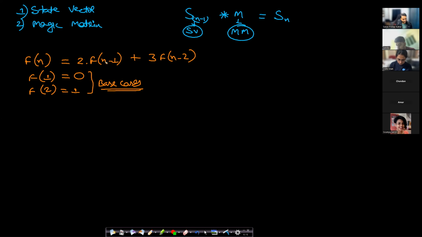It means it will be a 2 cross 2 matrix. No. State vector, right? How will it be 2 cross 2? If the state vector is what you have written here, s of n minus 1, and you write it as a column vector, then there will be two values. If you write a row vector as well, you have 1 cross 2. So it will be 2 cross 1: f of n minus 1, f of n minus 2.